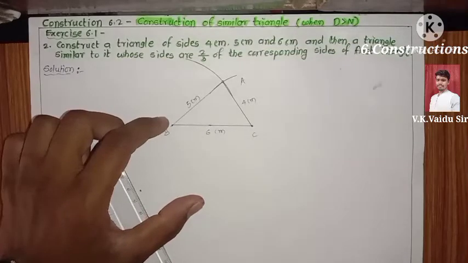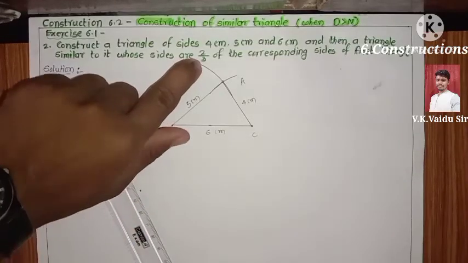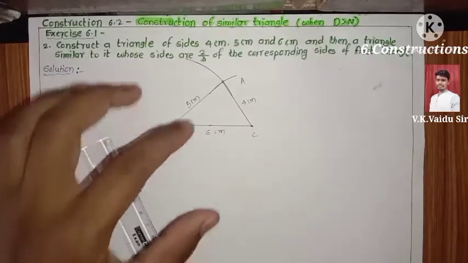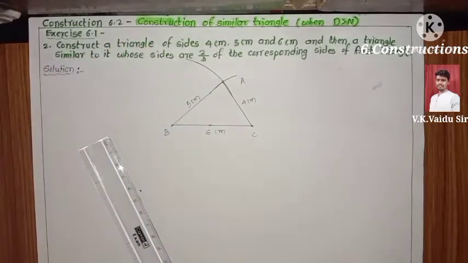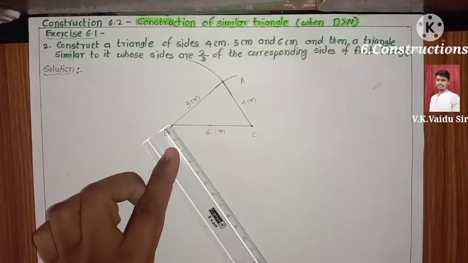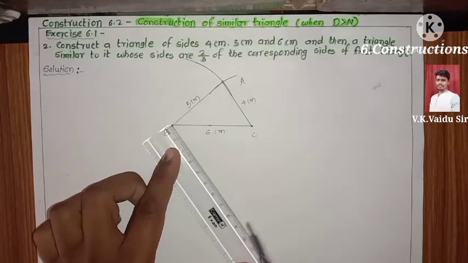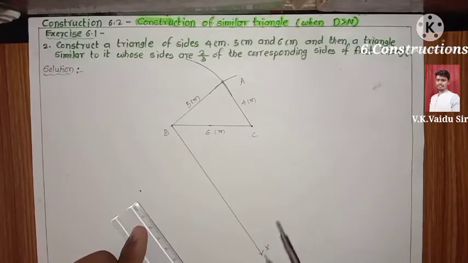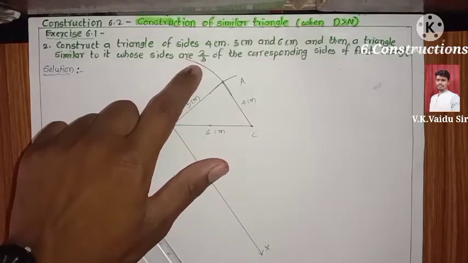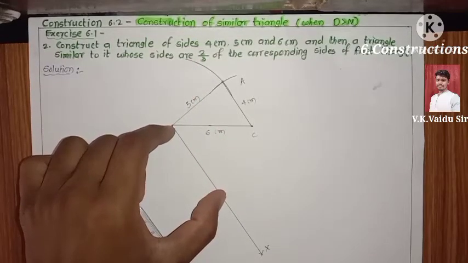For this given triangle we want to draw another similar triangle. One note here: if the denominator is more than the numerator, then the similar triangle will be obtained inside the given triangle. Now take a measuring scale and draw one ray of any length passing through B. Name this ray BX, and on BX take equal points. The ratio is 2 by 3. Which is the bigger number? 3. So take that many equal points on BX.